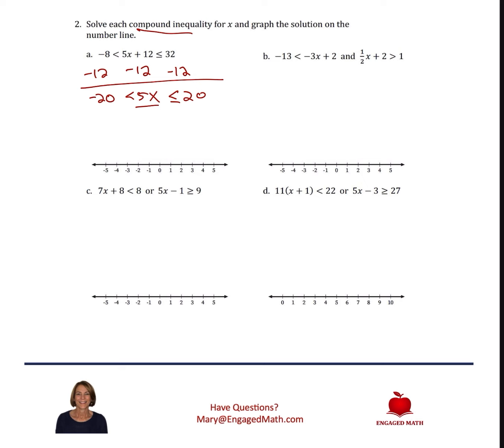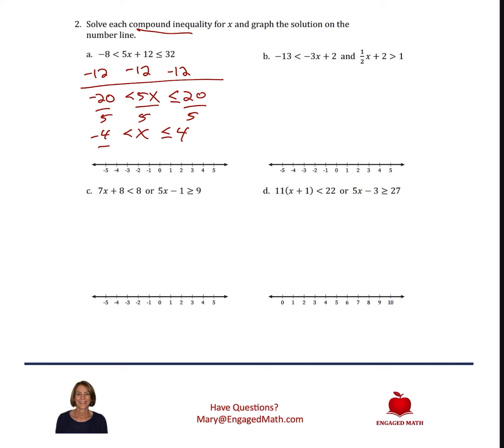We have to get x alone, so we're going to divide every one of our three sections by a positive 5. And just like that, we have negative 4 is less than x, which is less than or equal to positive 4. So this inequality is really the same as saying negative 4 is less than x, which is less than or equal to positive 4, but we can also say negative 4 is less than x and x is less than or equal to 4.